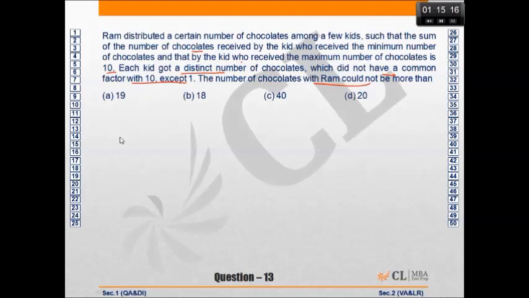So, the sum of the maximum and minimum is 10. Let me take 9 and 1, max and min. The other chocolate numbers have to be such that they do not have a common factor with 10. That means they cannot be multiples of 2 or 5. So 3 is fine, 5 not possible, 7 yes, 8, 9 no. So the number of chocolates cannot be more than 7, 3, 10, 20.